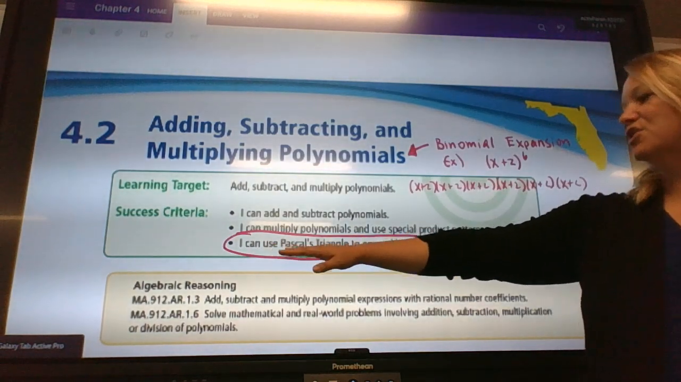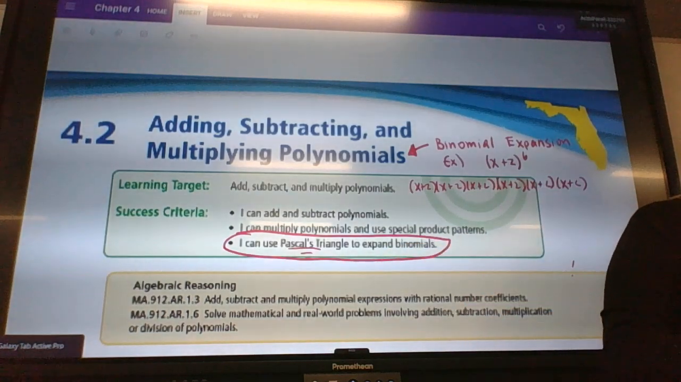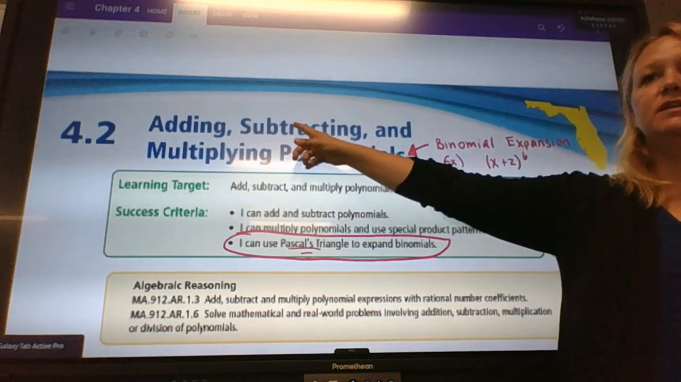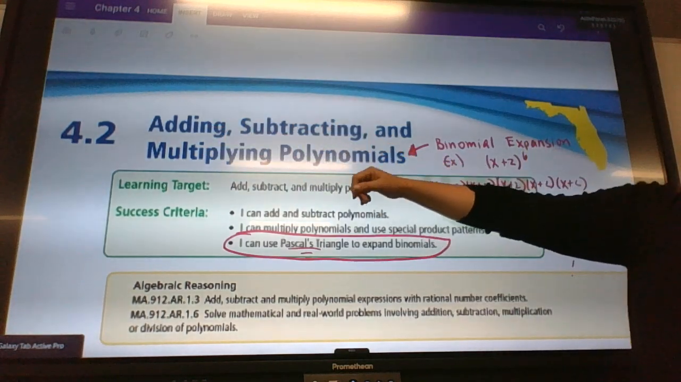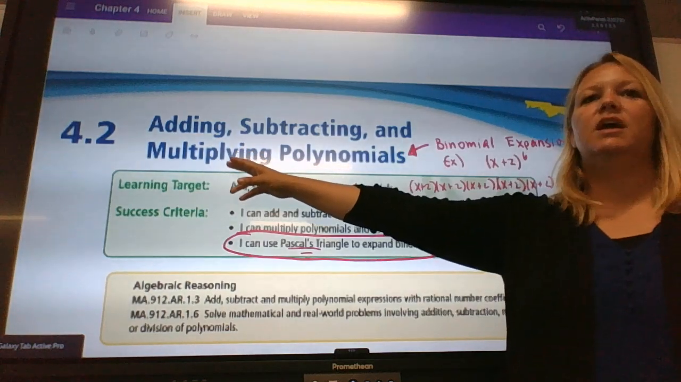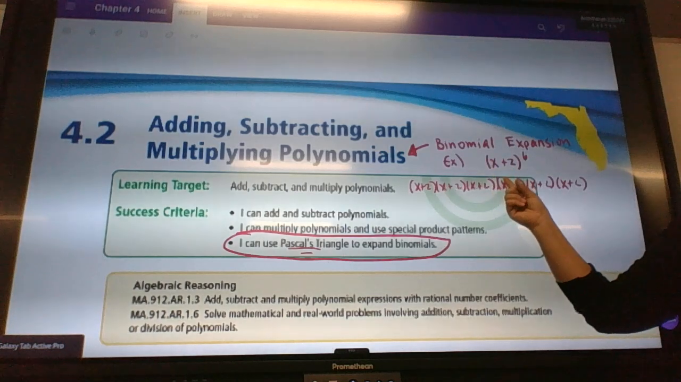Pascal triangle to expand binomials. So everything here is covered in Algebra 1. Adding is combining like terms. Subtracting, also combining like terms. Multiplying is just distribution. However, in Algebra 2, we do something like this.